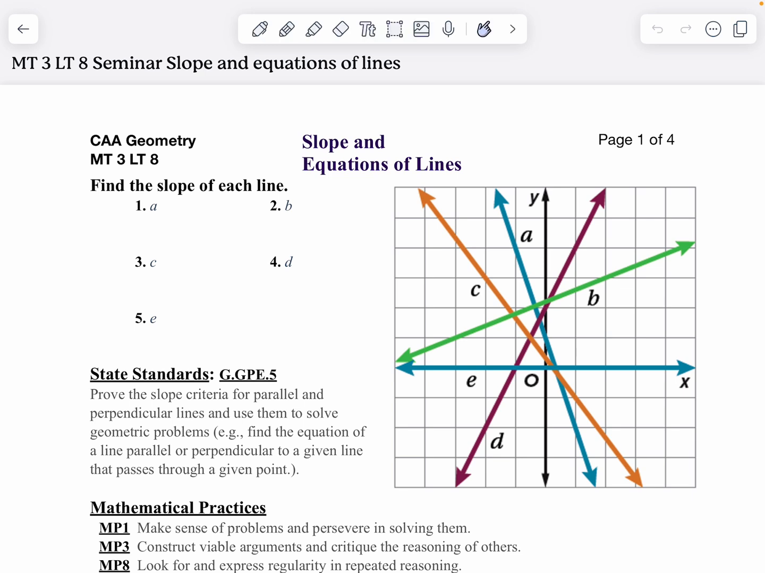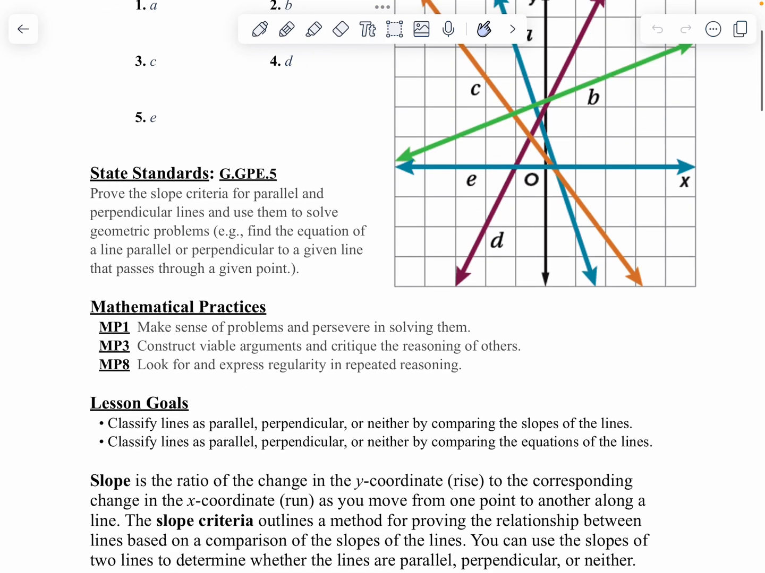As we work through our lessons, I would like you to concentrate on making sense of problems and persevering in solving them. So it'll be multi-step questions. Construct viable arguments and look at the reasoning of others, and look for and express regularity in repeated reasoning.